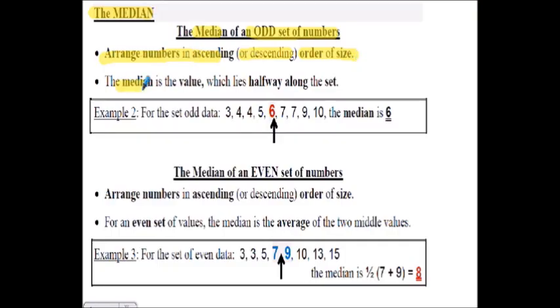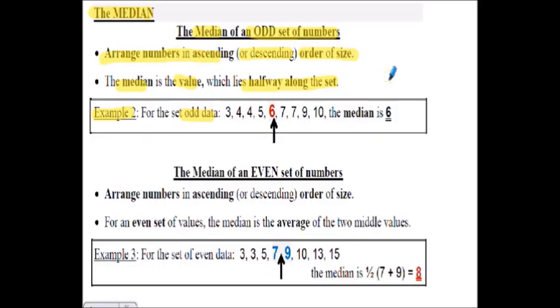Once you've done that, the median is simply the value halfway along the data set. So for example, in example 2 here, we've got an odd set of data. We've got 1, 2, 3, 4, 5, 6, 7, 8, 9. There are 9 items of data. That means the middle term will be the 5th term in the series.